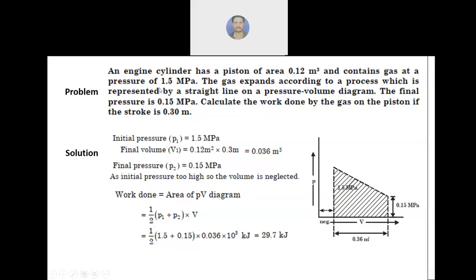Here initial pressure and final pressure are given, the area of the piston is given, which will be constant, and the stroke, which means distance, is given. So distance into area will give you volume, and work done will be PdV. V is given this much, and two pressures are given, so you take the average of them. By this method you can find the work done in the case of a piston-cylinder arrangement.